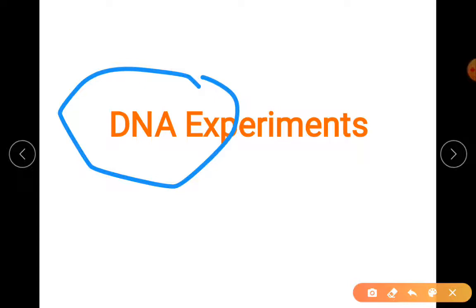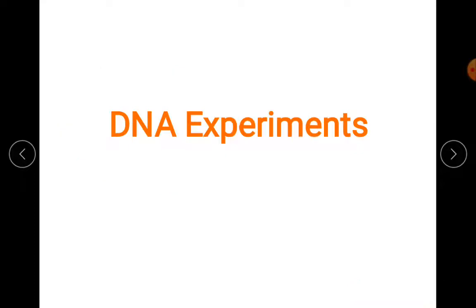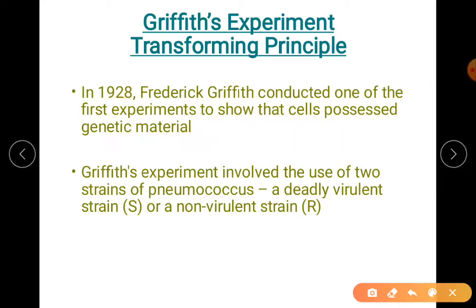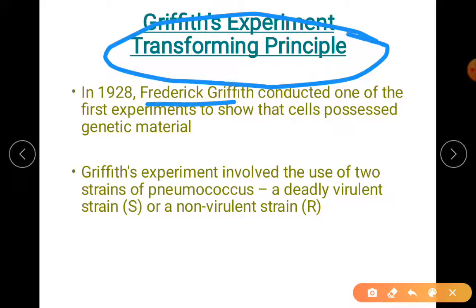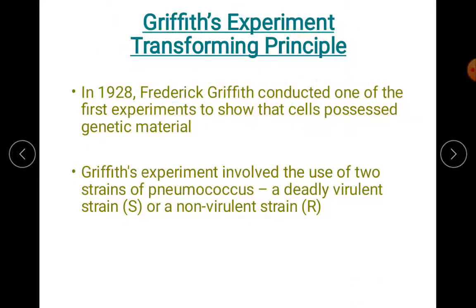Now, let us understand how it was proved that DNA is the genetic material. Experiments were conducted by various scientists, and the first person who began with that experiment was Frederick Griffith. His experiment is called the transforming principle. Remember, only after his experiment did the term transforming principle come. Let us understand what his experiment is.